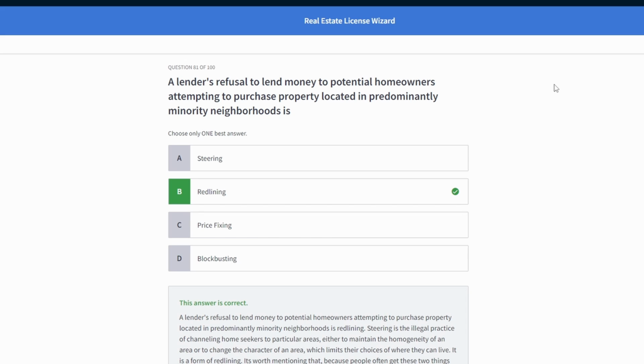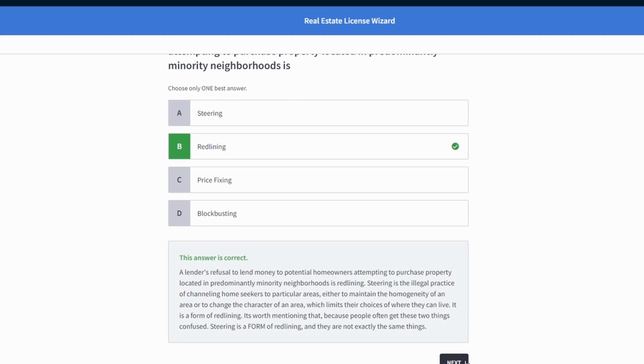But again, the story goes, back in the day, these banks would literally take a map and just write red lines, and they would say, okay, this area we're not going to lend money to the people that are trying to purchase a home in that area. And again, it was predominantly minority neighborhoods. So that is redlining. And again, it's one of those fair housing violations, fair housing, fair lending, that you need to be aware of.